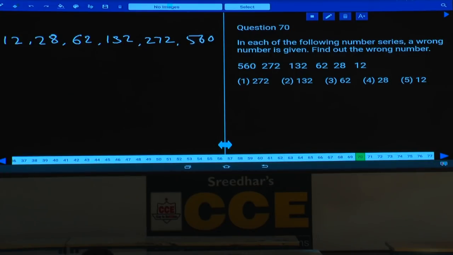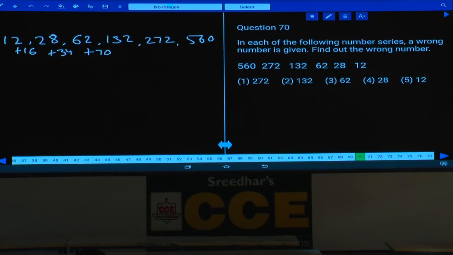Now 12 and 28. Tell me what is the difference between these two? 12 plus how much is 28? 12 plus 16. And 28 and 62, what is the difference here? That is 34. And 62 and 132, what is the difference here? 70 is the difference. And then what is the next difference here?